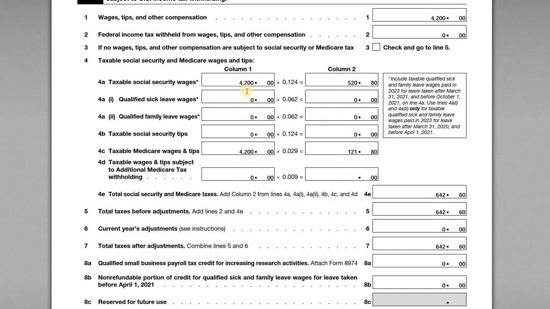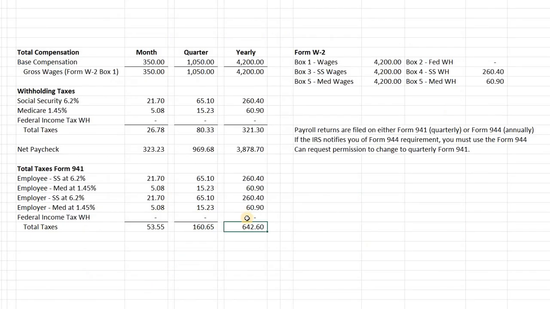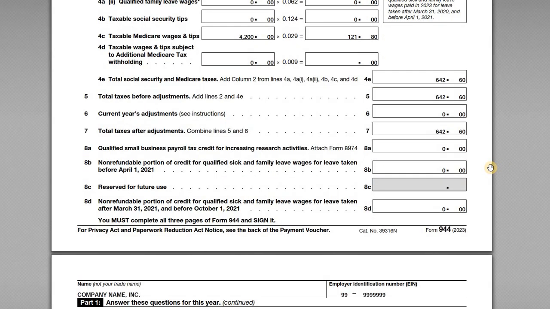So the column 2 calculation is the $4,200 times 12.4%. Gives us $520.80 of Social Security tax. On the Medicare side, we have $4,200 times 2.9%, and we're left with $121.80. Add the two together, and we get total Social Security and Medicare taxes of $642.60. That amount reconciles with our workbook here, $642.60. Okay, so now we just complete the rest of the form, right?